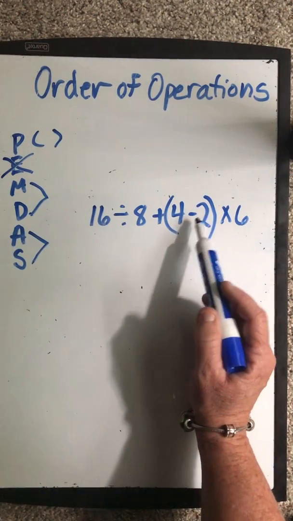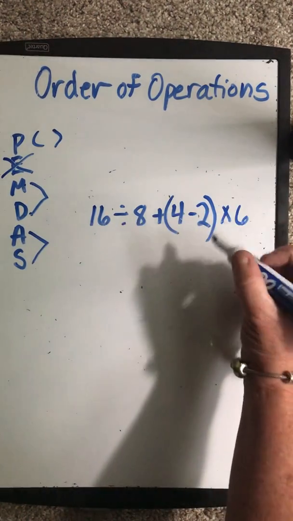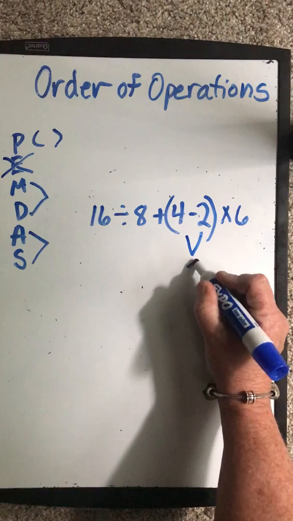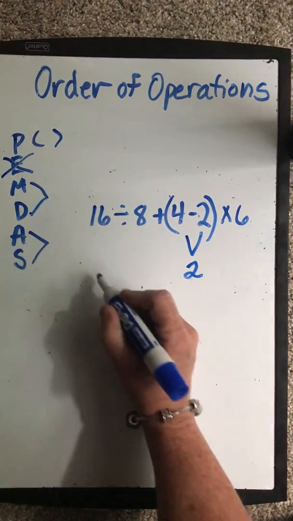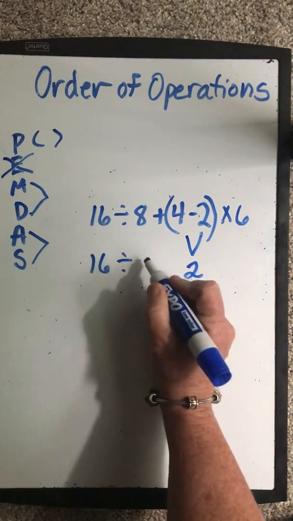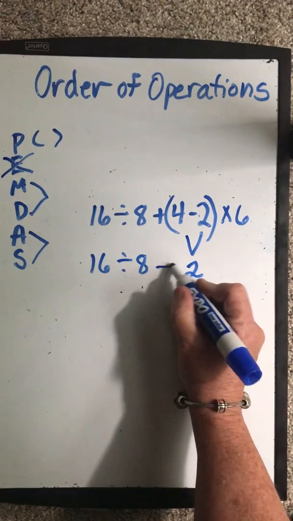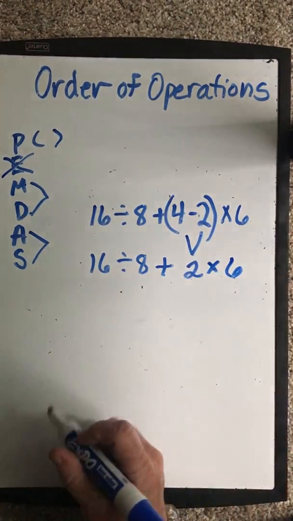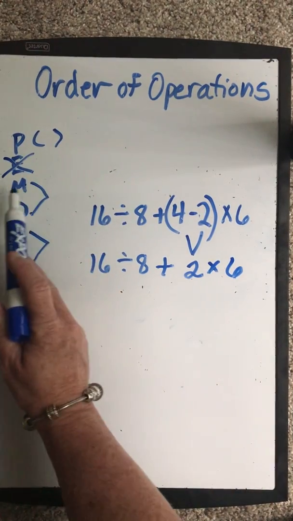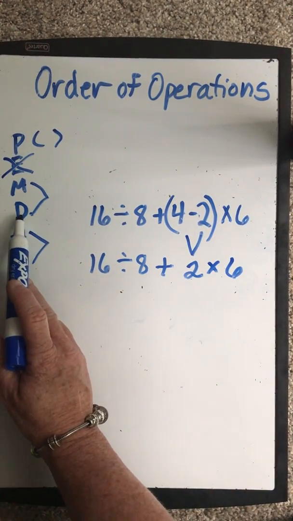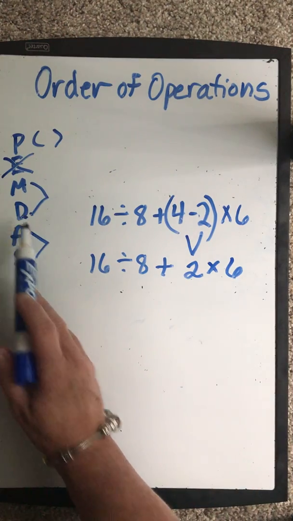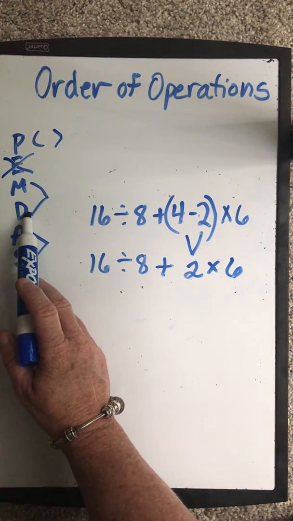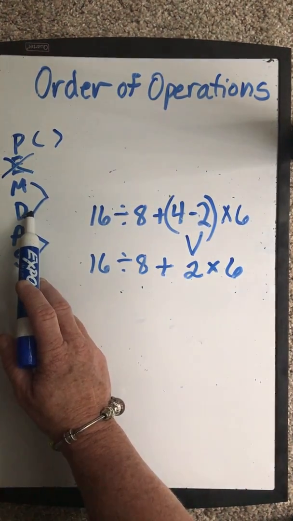So we're going to go to the parentheses. 4 minus 2 is 2. So that's 2. Everything else comes down. Now we have our plus 2 times 6. Okay, we have no more parentheses. So now we're going to look for any of our multiplication or division that comes along. Whatever comes along first, that's what we're going to solve. And we're going to solve all of them.